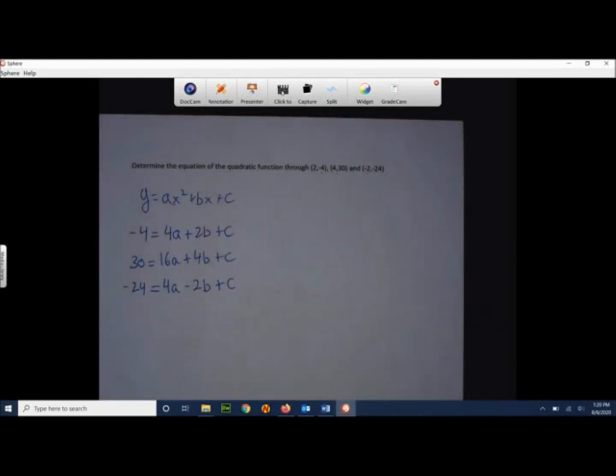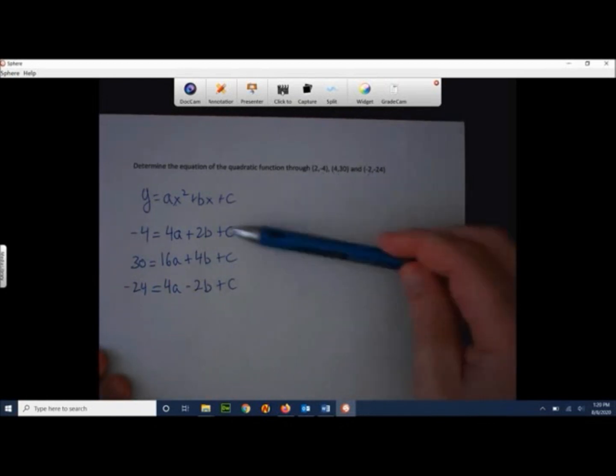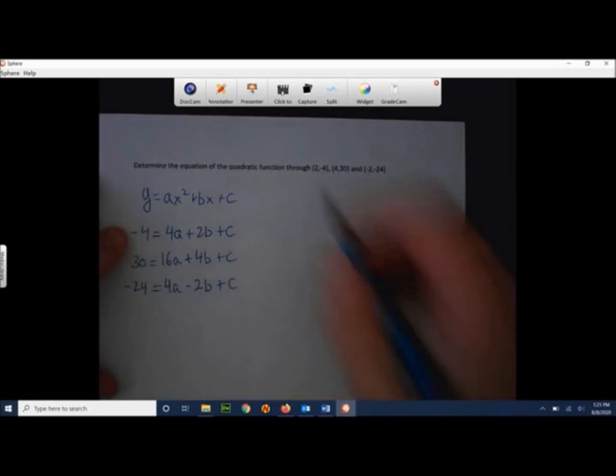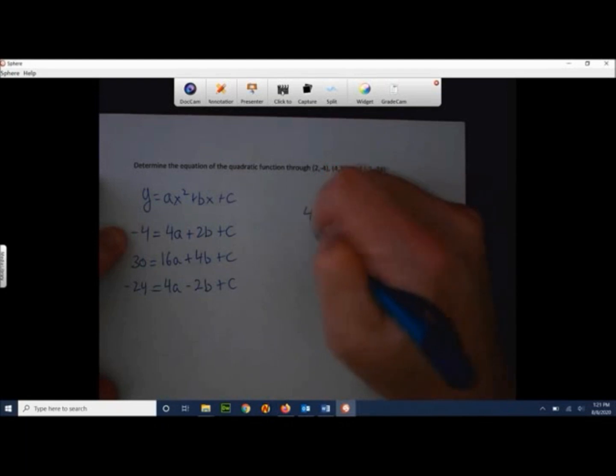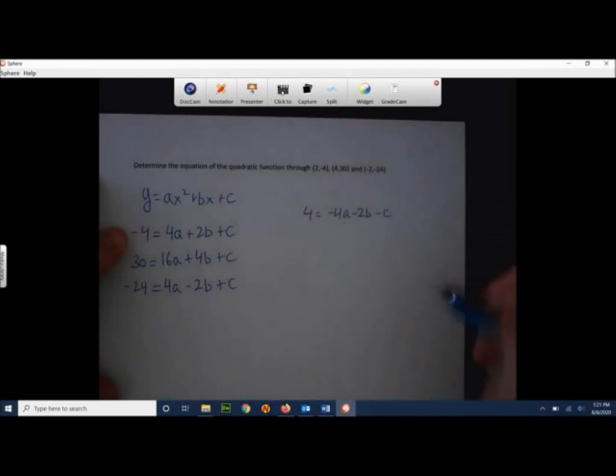Now, again, you can choose to get rid of any letter you want first. Here, in this problem, I think a, b, and c, none of them would be too bad. But I like to deal with the c, because to eliminate the c, all I have to do is multiply by negative 1. That helps to keep my numbers smaller. So I'm going to take this first equation, multiply it by negative 1. 4 equals negative 4a minus 2b minus c, and add it to the middle one.